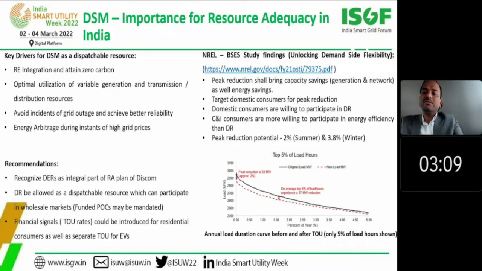So the importance of resource adequacy can never be re-emphasized. This is a key driver for DSM as a dispatchable resource: RE integration and attaining zero carbon status, optimal utilization of the variable generation and transmission and distribution resources, and avoiding incidents of grid outage, for example, if the demand is going up in the peak scenario where the supply is on the shortfall side.